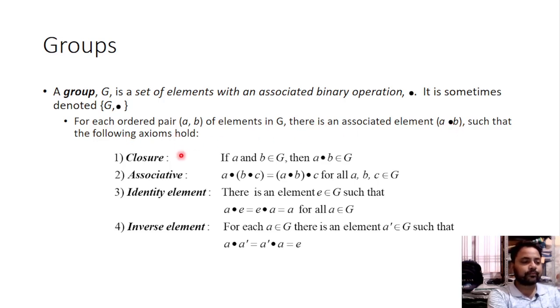following axioms hold. Like for the closure, if A and B belong to G, then A dot B belongs to G. Same for the associative property, A dot (B dot C) equals (A dot B) dot C for all A, B, C belonging to G. Identity element: there is an element E belonging to G such that A dot E equals E dot A equals A for all A belonging to G. And for the inverse element, for each A belonging to G, there is an element A dashed belonging to G such that A dot A dashed equals A dashed dot A equals E.